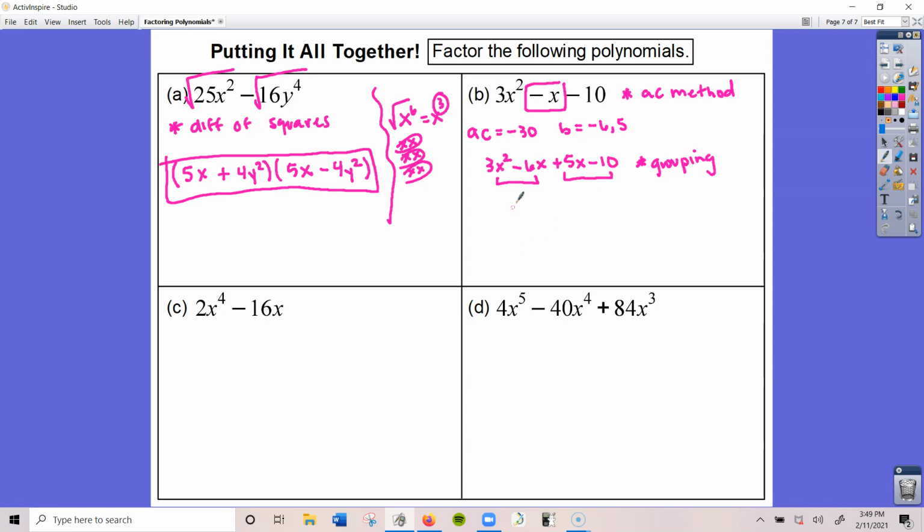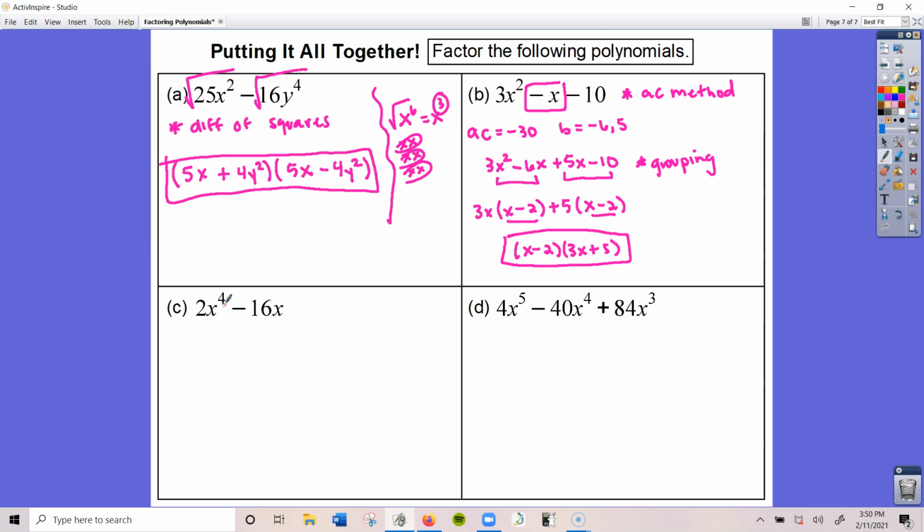So I'm going to group these two together. 3x squared and 6x both have a 3x in common, leaving me with x minus 2. The 5x minus 10 both have a 5 in common, so I can factor out a 5, leaving me again with x minus 2. This is my first factor, and then the rest, 3x plus 5, is my other factor.